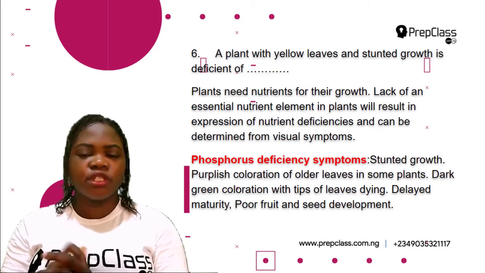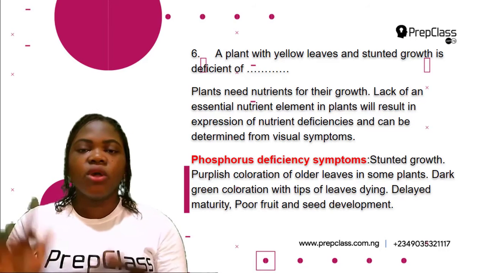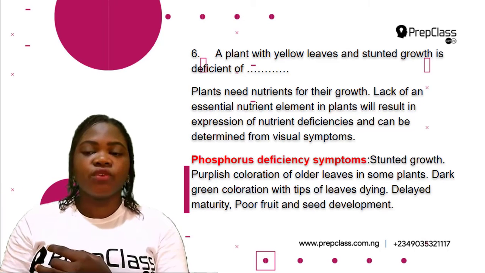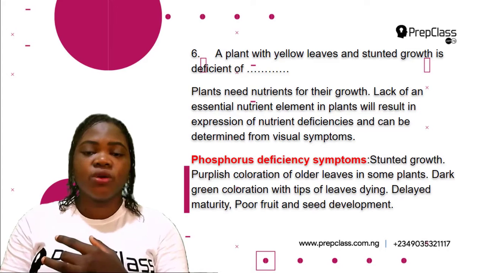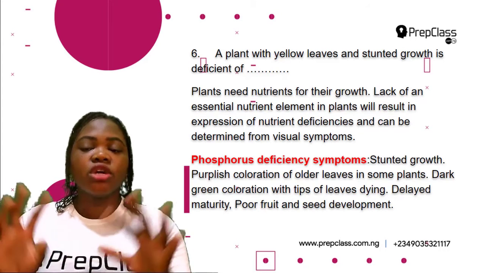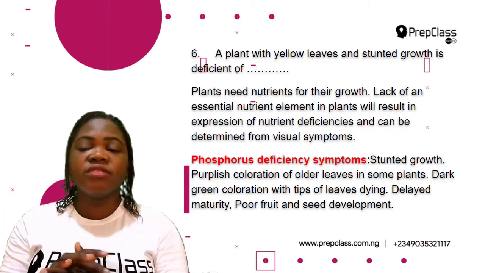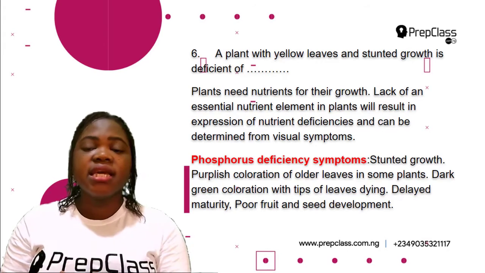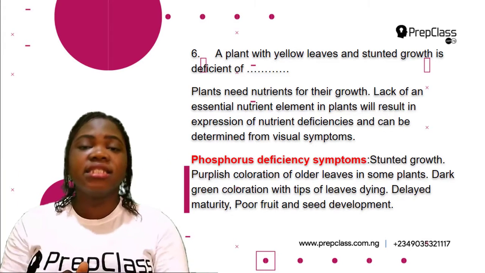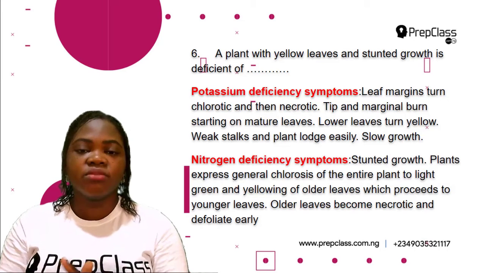So the first one is phosphorus. What are the phosphorus deficiency symptoms? When a plant is deficient of phosphorus, the plant will have stunted growth, purplish coloration of older leaves in some plants, dark green coloration with tips of leaves dying, delayed maturity, poor fruit, and seed development.